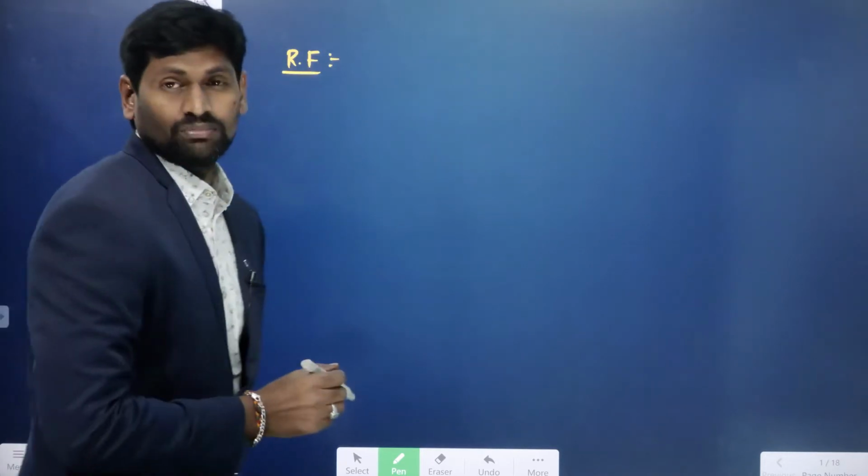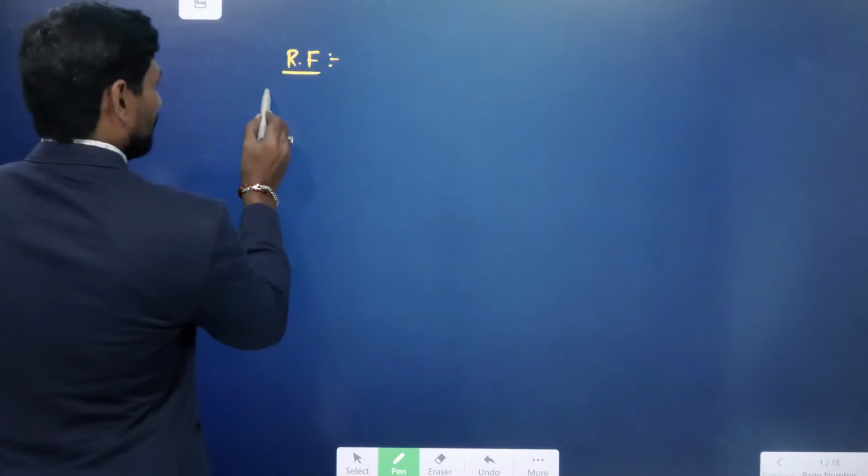Rationalizing factor is nothing but, if you take any two surds or two irrational numbers, when you multiply the two surds, it gives a rational number. Or simply we can say that the product of two irrational numbers becomes a rational number. Then each of the numbers is called a rationalizing factor of the product.